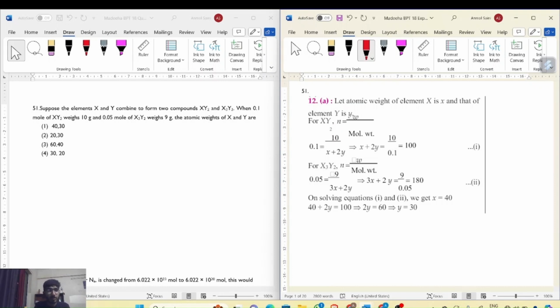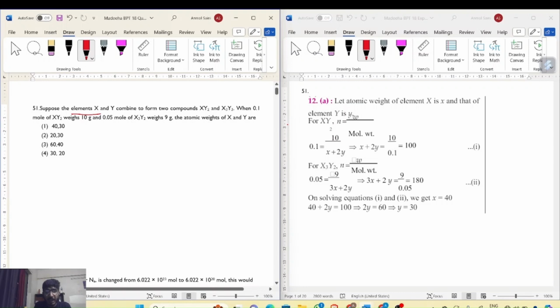So question number first: suppose the elements X and Y combine to form two compounds. The first one is XY2 and the second is X3Y2. When 0.1 mole of XY2 weighs 10 gram, and 0.05 mole of X3Y2 weighs 9 gram, we have to calculate the atomic weight of X and Y.